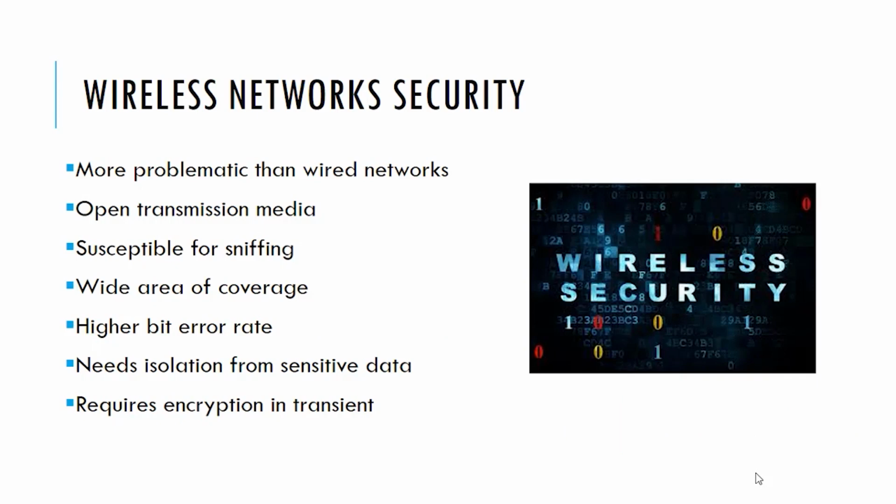Wireless networks are more problematic regarding security issues than wired networks, because of the open transmission media. The transmission media is the air, and the air is open for everyone to sniff, open for everyone to capture the traffic and start attacking, open for everyone in the area covered to send and receive messages through the air to the transmission and the connecting devices in a wireless network.